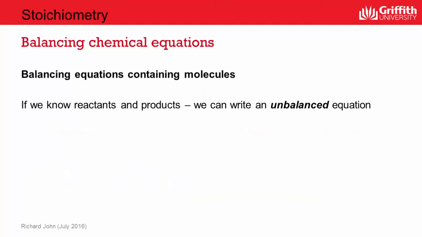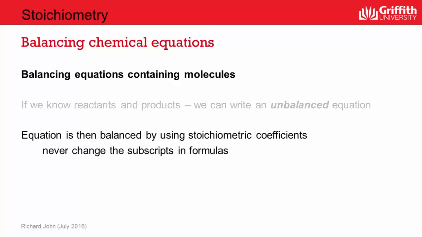So in general, if we know both the reactants and the products of a chemical reaction, we can write an unbalanced chemical equation. And we simply balance that equation by placing the big numbers out the front, just by using those stoichiometric coefficients. A word of warning here, we should never change the subscripts in the chemical formula. By doing that, we actually change the identity of those compounds or elements. So the only way we can balance a chemical equation, once we've got the correct chemical formulas written, is to add those big numbers at the front, the stoichiometric coefficients.